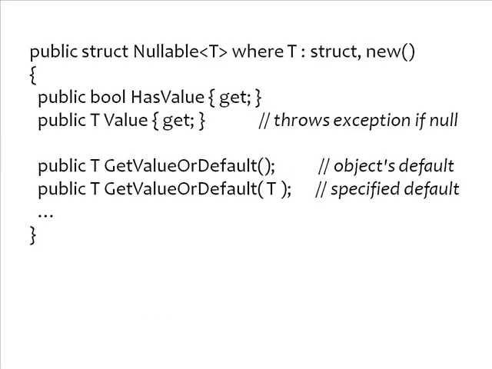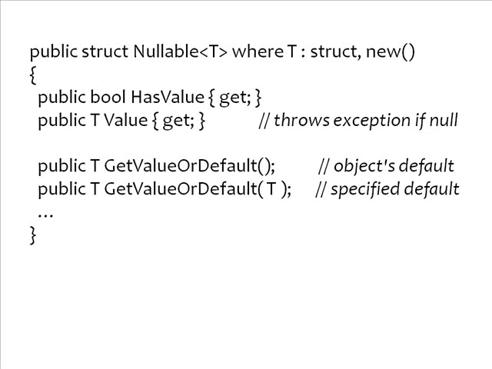So there's a generic Nullable<T>, and it's saying where T, our metastatic type, where T is a struct, so this only applies to value types, not reference types, and there's got to be a constructor for it. So the syntax is new() at the end of the where clause. Nullable<T> has four members that we're interested in: HasValue, Value, and two methods overloaded for getting a value or some default value.